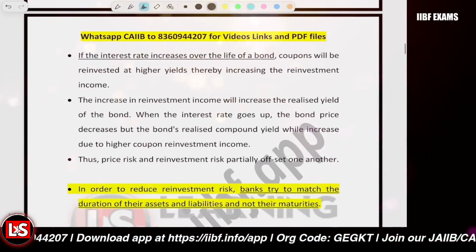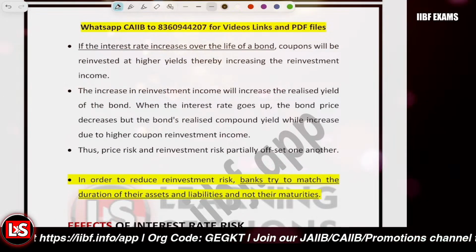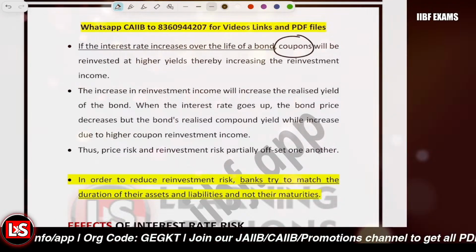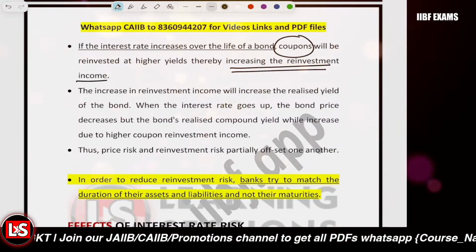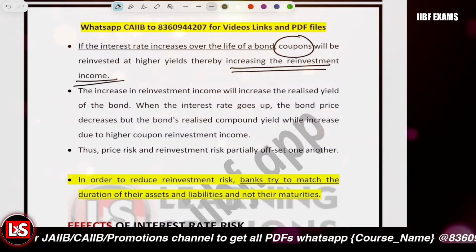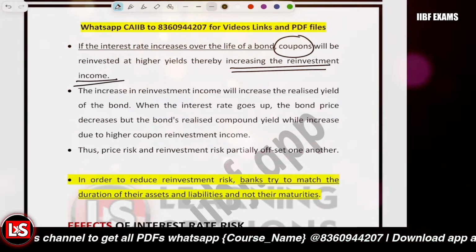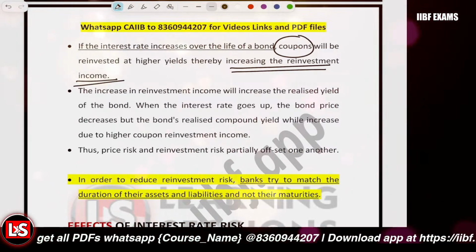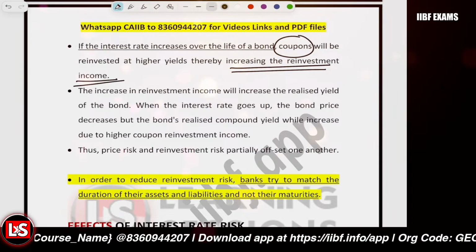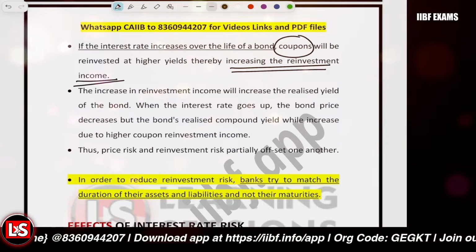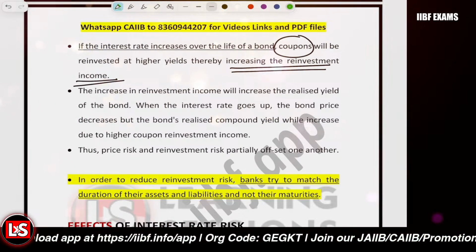Now, if the interest rate increases over the life of the bond, then the coupon will be reinvested at a higher rate, so overall income will be increased. But on the other hand, there is always a risk that we may not be able to reinvest the coupons at the YTM rate. It may be the case that we have to invest the coupons at a rate lower than the YTM. Then what risk is imposed? The reinvestment risk is imposed.